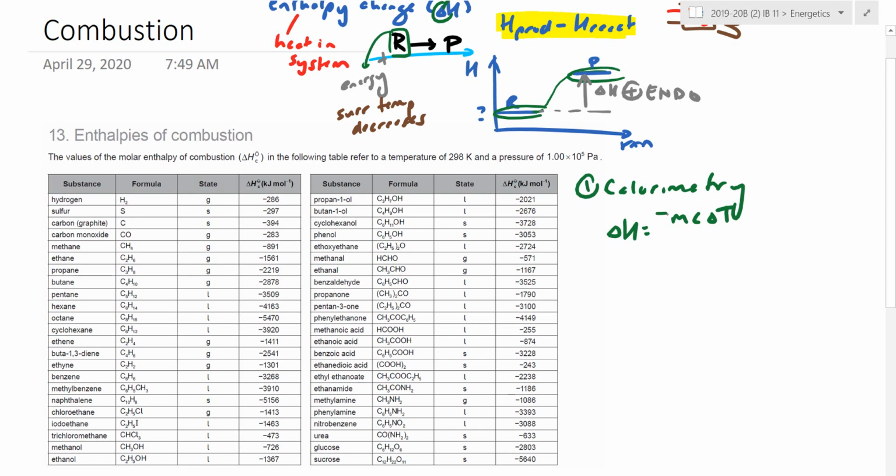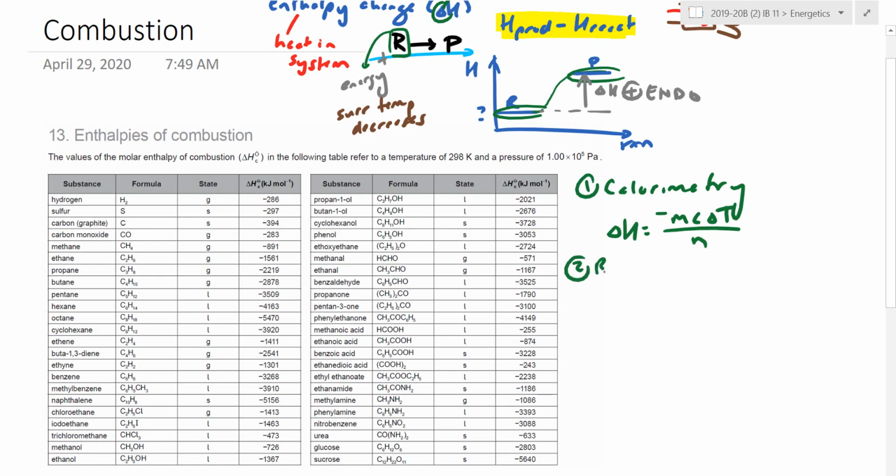We flip the sign because the system is opposite the surroundings, and then we have to divide it by mole so that it's not specific to just that exact experiment that I did, but then I get a kilojoules per mole every time I run that equation. So if I'm given experimental numbers here, calorimetry is the way to go.